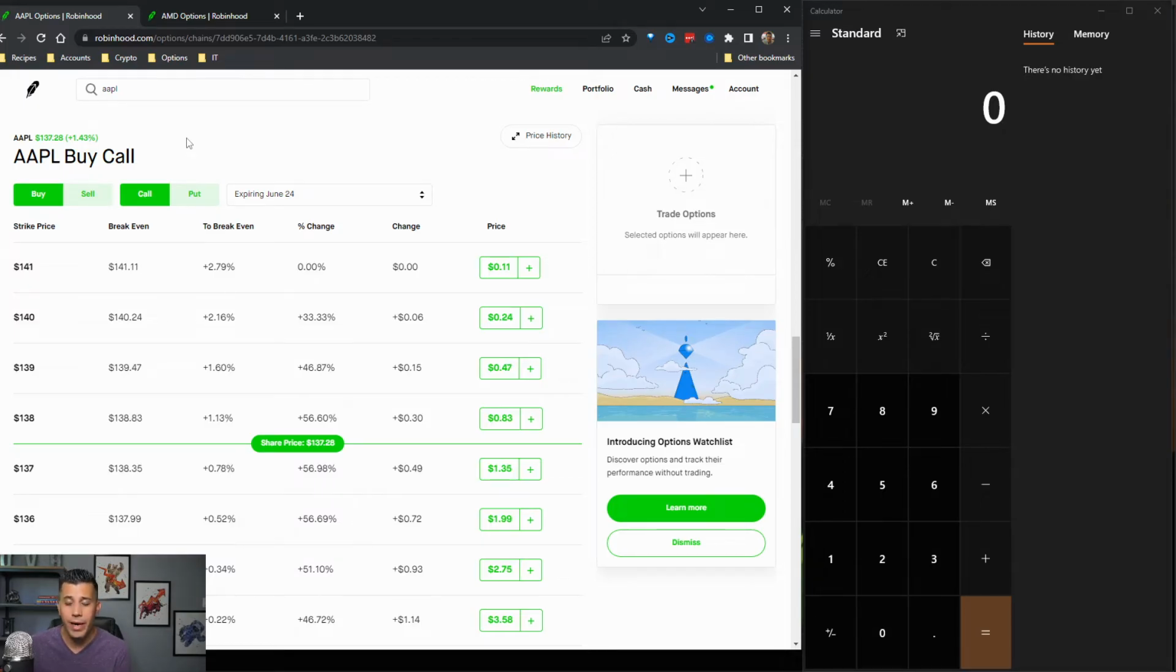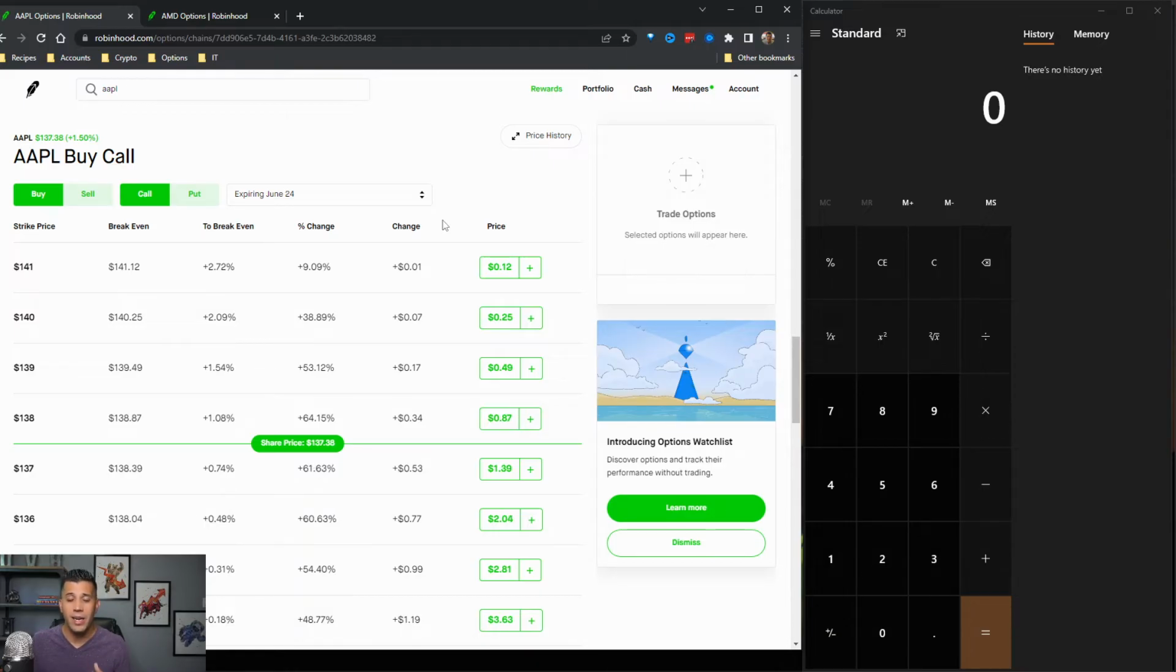I'm looking at Apple right here, and I have the calls up. I'll also do the puts. Now, the thing that you're going to have to understand, right here they highlight the break-even price, and for most people, especially trading on Robinhood, the break-even price doesn't make a lot of sense. The break-even price is there if you are assigned the shares, right? So if you're just trading the options, the break-even price is irrelevant.